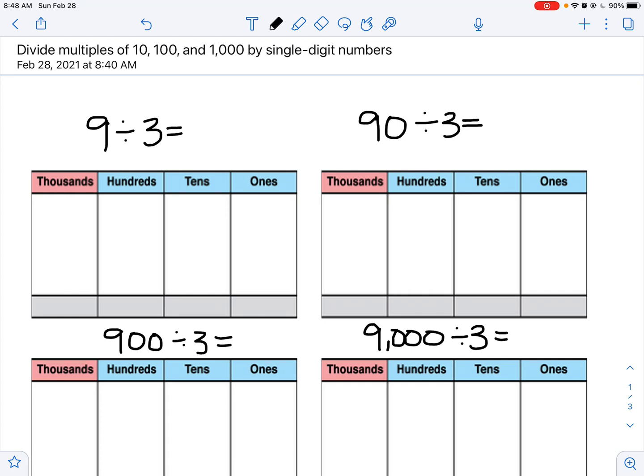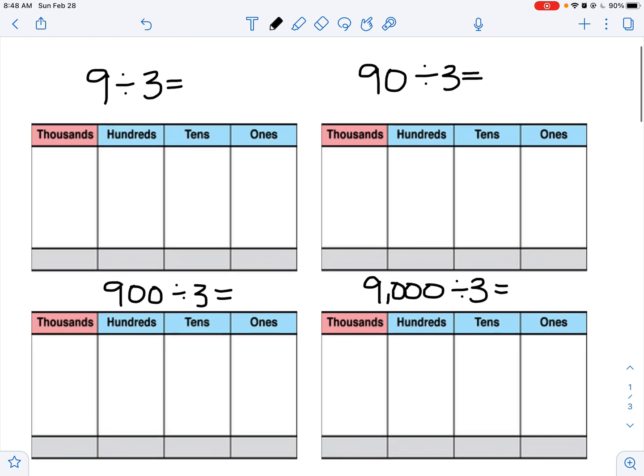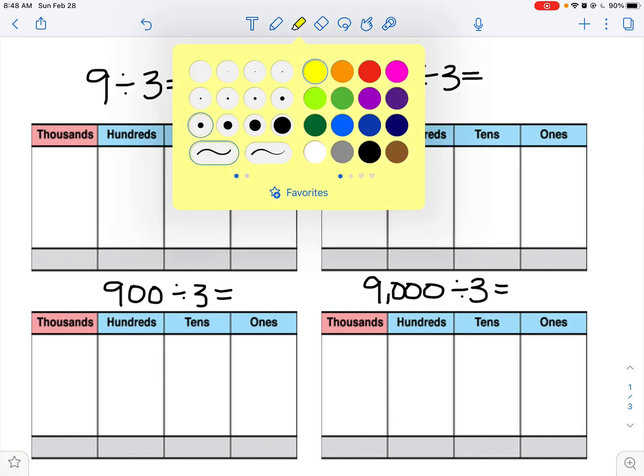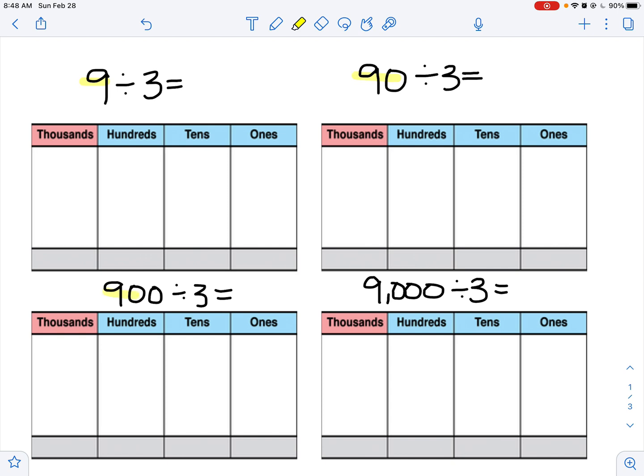You can see I've got 4 examples already up on here. I've got 9 divided by 3, 90 divided by 3, 900 divided by 3, and 9,000 divided by 3. Remember that the 9, the 90, the 900, and 9,000, these are all multiples of 10, 100, and 1,000, and in the case of 9, 1, and we're going to divide them by the same number. So if we look at 9 divided by 3, we know to set up our place value chart, we simply would make 9 ones. We'd make 3 rows.